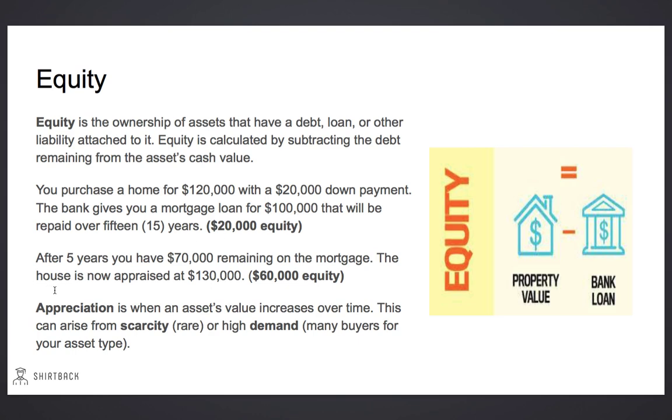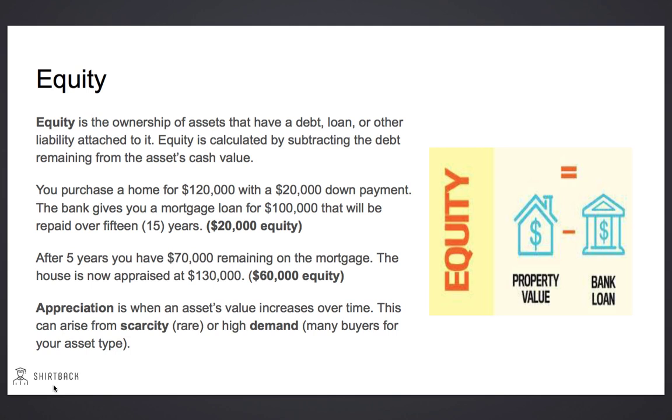5 years go by, we still live in the house. Now we only have $70,000 remaining on our mortgage. But now our house has been appraised at $130,000. The value's gone up. At this point, our equity has now increased to $60,000. It's the property value, $130,000, minus the loan, $70,000.